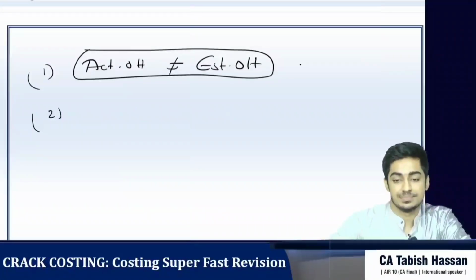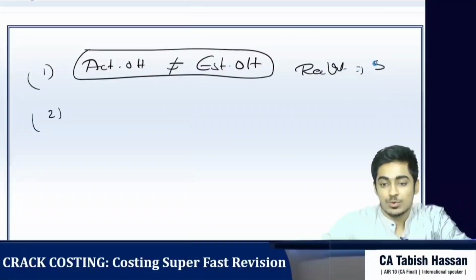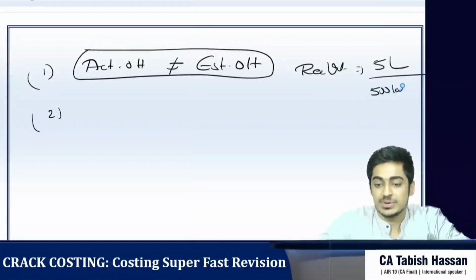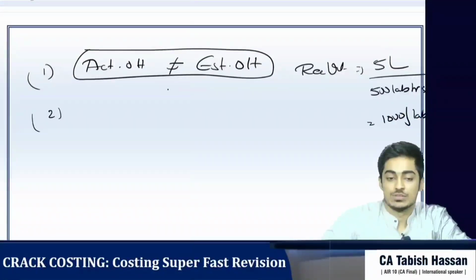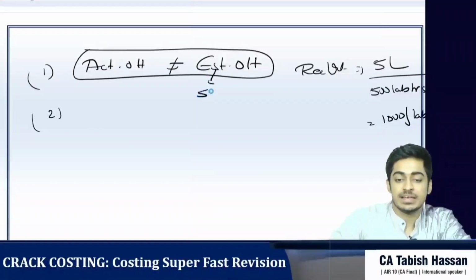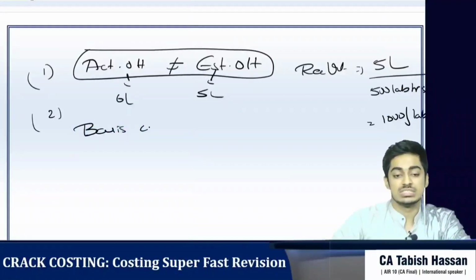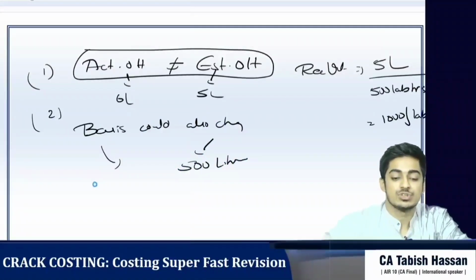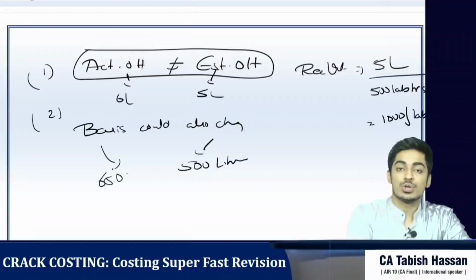The second reason: we got the overhead recovery rate as, say for example, 5 lakh we estimated would be our overheads, and we divided by 500 labor hours, which comes to 1000 per labor hour. So the first reason is we estimated it at 5 lakh, but the actual overhead is 6 lakh. The second reason is the basis could also change. We thought we are going to use 500 labor hours, but in actual we use 650 labor hours. That's also possible. So this is another reason why under or over absorption happens.